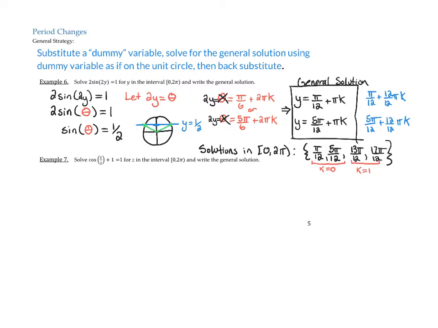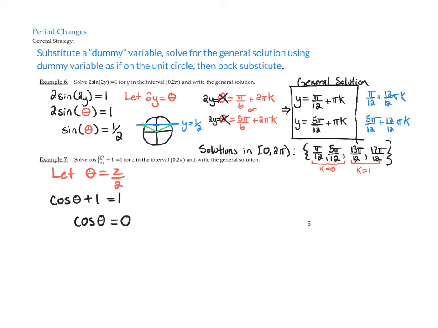Okay, so let's look at another example involving cosine. It's the same basic strategy, except we have a z over 2, which is actually a stretch factor. So this will serve to, instead of doubling the number of solutions, actually halve the number of solutions that you would expect. So again, we start with our variable substitution. So I'm going to let theta equal z over 2. So now my problem looks like the cosine of theta plus 1 equals 1. I'm going to rearrange: cosine of theta equals 0.